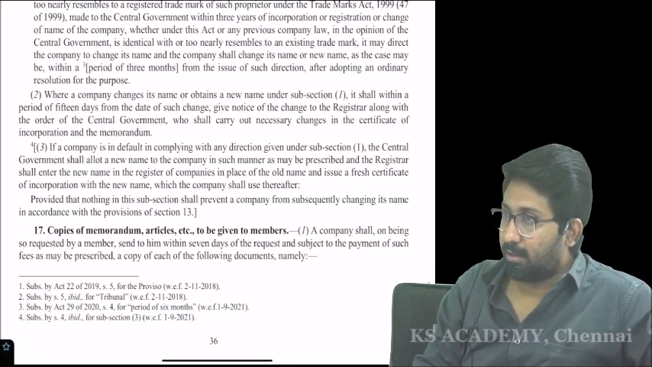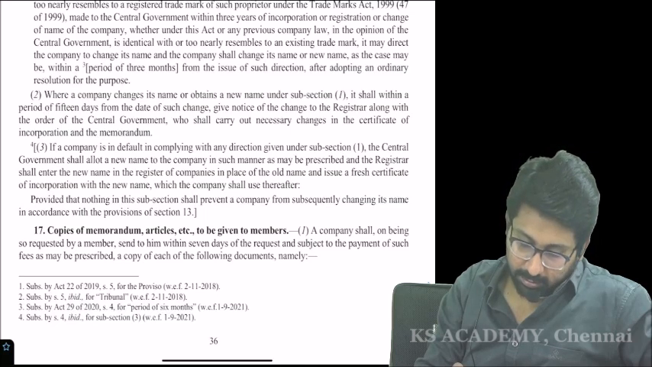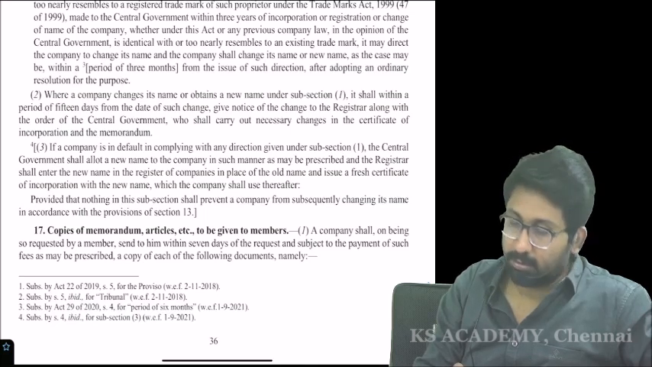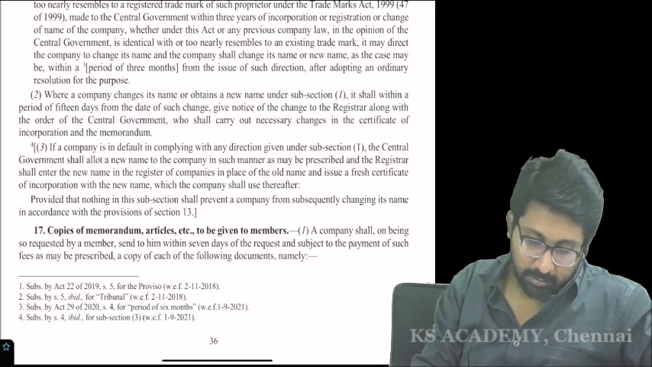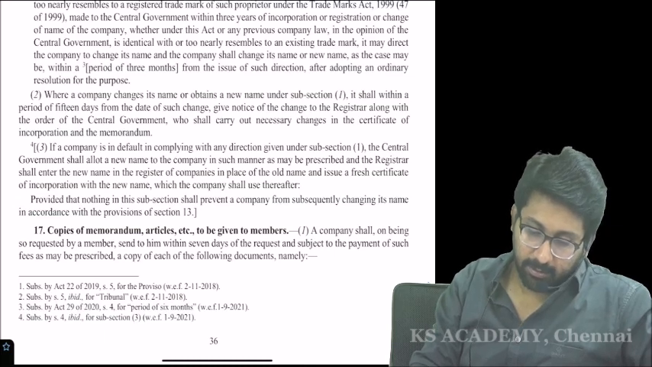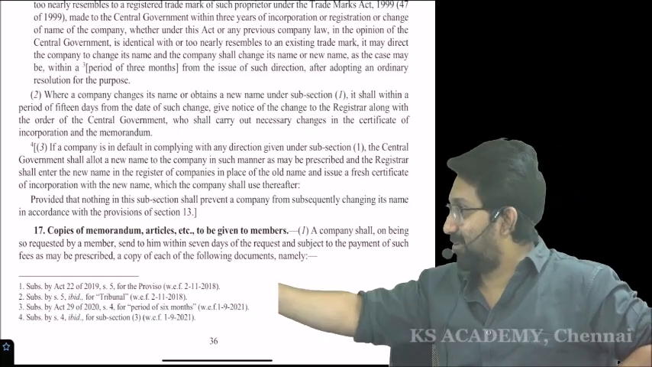So on obtaining a new name after the change by the central government, after the direction by the central government, such company should inform the registrar's office with the notice of the central government within 15 days of the change in the name. Sir, book only, sir. Okay. That's all. Thank you very much.